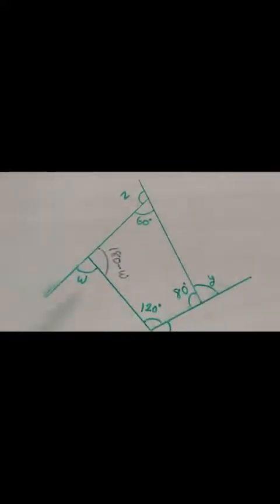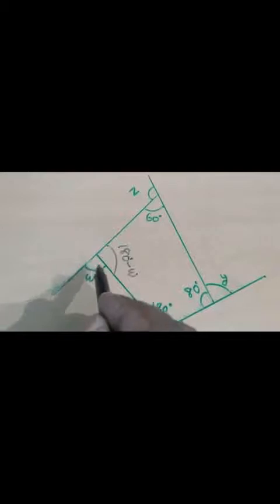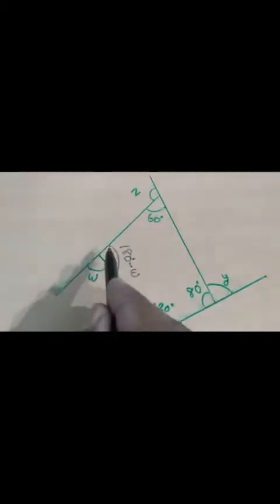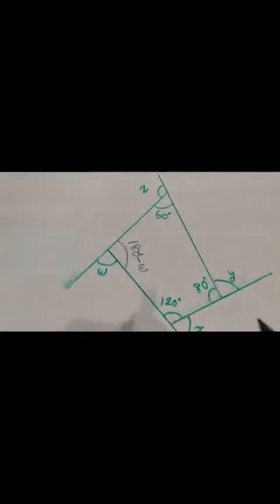Okay, so here we write this angle is equal to 180 minus w, because you can see this is a straight line and the sum of both angles is 180 degrees. So this angle is w, and this angle is 180 minus w. Okay. So first you find the value of x here.